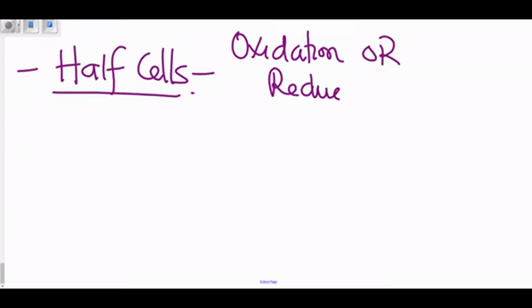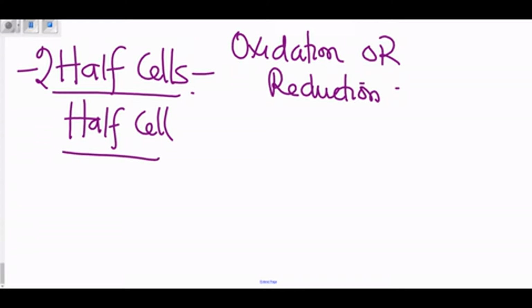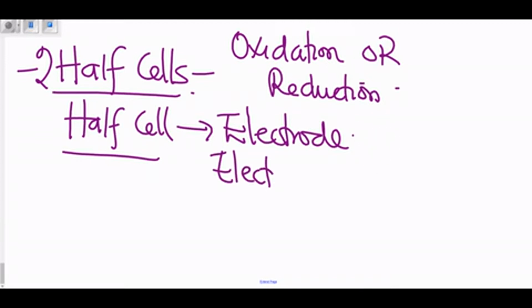So a galvanic cell is made up of two half cells. Separate half cells. They must be separate. We'll see the diagram. What is in one half cell? A half cell is made up of an electrode, which we talked about a while ago, and then you have an electrolyte.